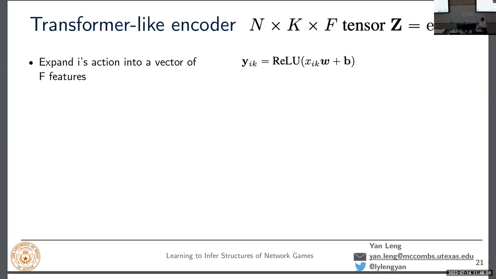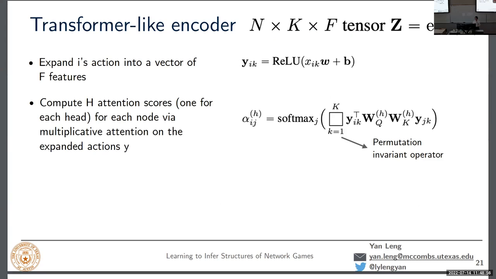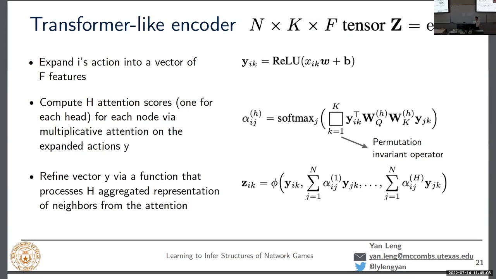Our encoder is transformer-like. It just has three steps. We first expand the individual's action into a vector of features, and then we use a typical attention network to learn the attention weights. And then we refine this expanded action representation of Y via a function that takes in the aggregated representation from neighbors. That is the output from the encoder, which is a tensor. The dimension will be, for each user and game, we have a feature of dimension I.